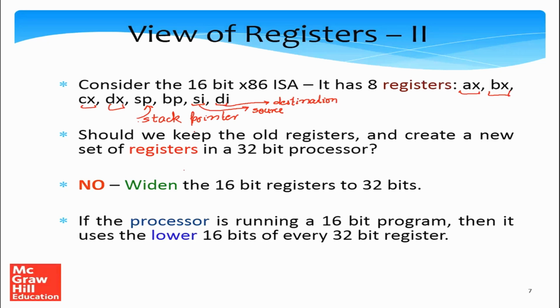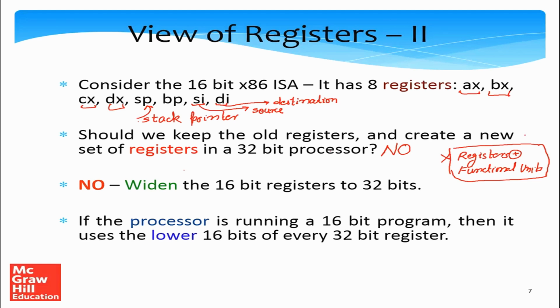So the question is, should we keep the old registers and create a new set of registers in a 32-bit processor? We already realized that that is a bad idea. That's not what we should be doing. The main thing being that the area in which the registers are there is fairly cramped. In that area of the processor, you have registers, functional units like adders and multipliers, and many other kinds of structures. Think of it as the downtown of the processor. This particular area is very, very cramped, and so it's not a good idea to increase the set of registers. So this is definitely a bad idea.